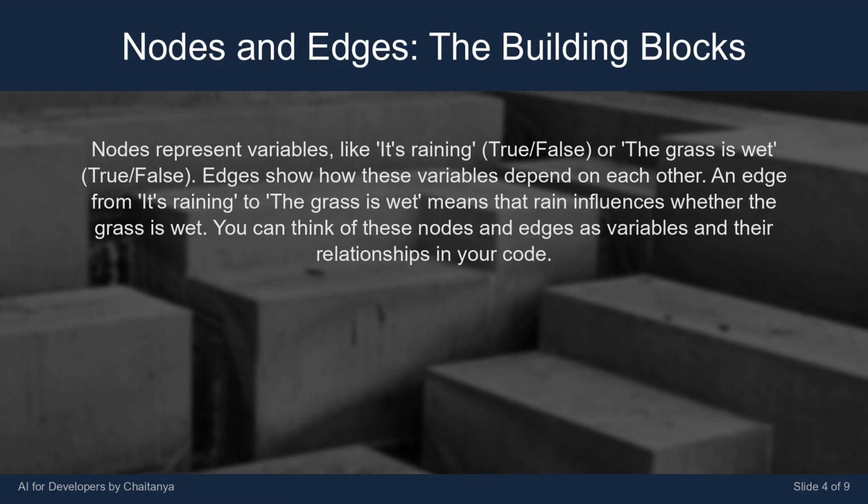Edges show how these variables depend on each other. An edge from it's raining to the grass is wet means that rain influences whether the grass is wet. You can think of these nodes and edges as variables and their relationships in your code.